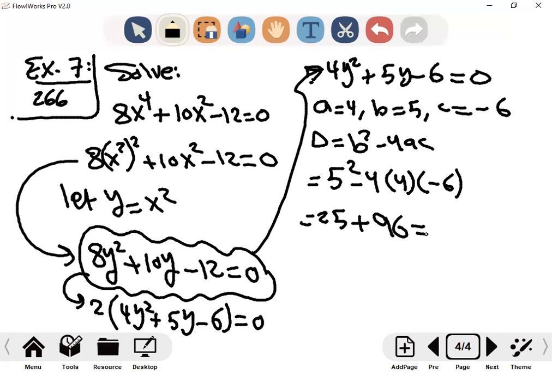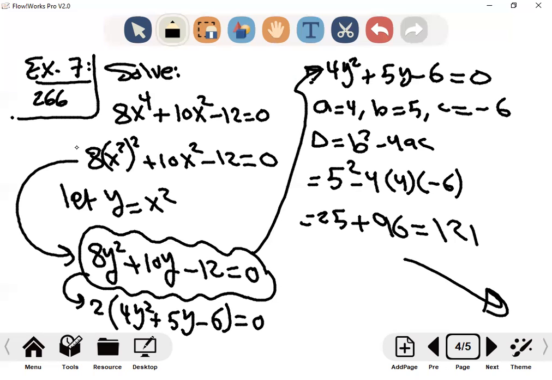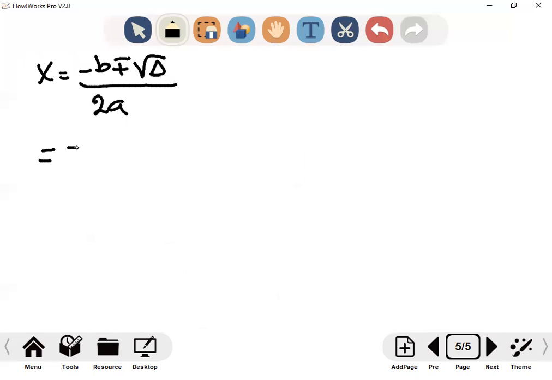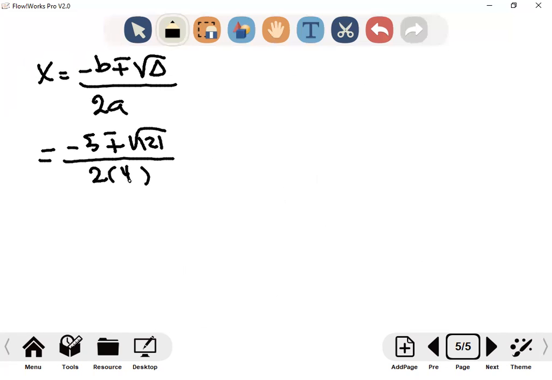Plus 25, it is 121. Positive, so it has 2 real solutions. Now let's apply the formula itself. So x equals minus b plus minus square root of delta over 2a. This is equal minus b. How much is b? B is 5. It will be minus 5 plus minus square root of delta, which is 121, over 2 multiply a, which is 4, right? Apply now.